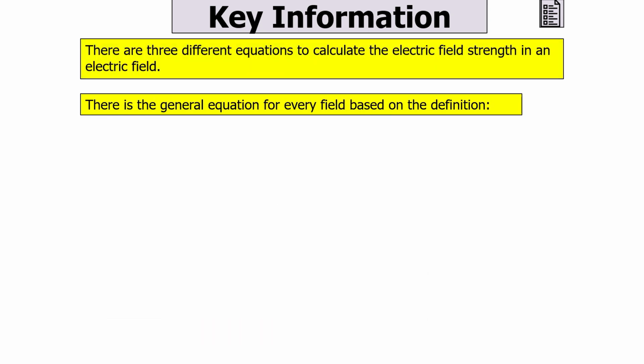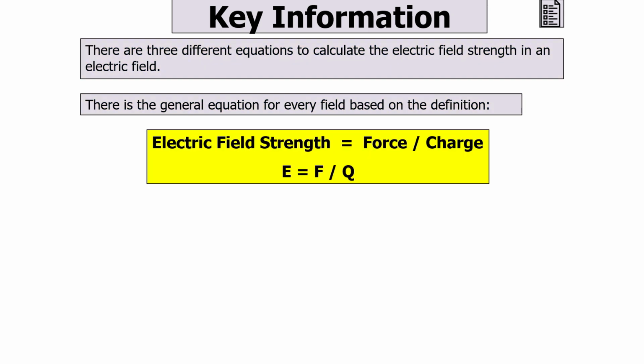Now there are three different equations to calculate electrical field strength in an electrical field. The first one is the general equation for every field based on its definition, where electrical field strength is the force divided by the charge, or E is equal to F over Q.